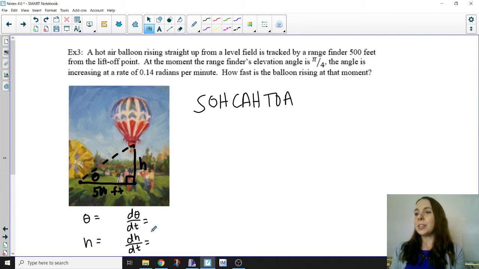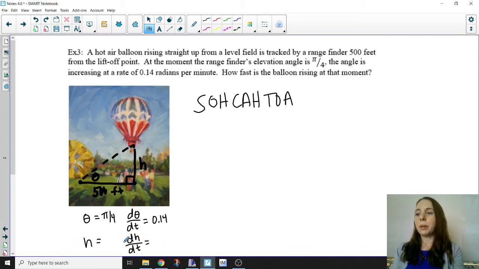Okay, so let's try to fill out some of this information. The 500 feet, keep in mind, that's not going to go in our little bank of information here. That is, we could call it the adjacent side of our triangle, and it is a constant. So it's not the h, it's not the theta, it's none of these. The pi over 4 is the angle measure. The 0.14 is the rate at which the angle is changing, so that will be our d theta over dt. So we don't have h and we don't have dh over dt.